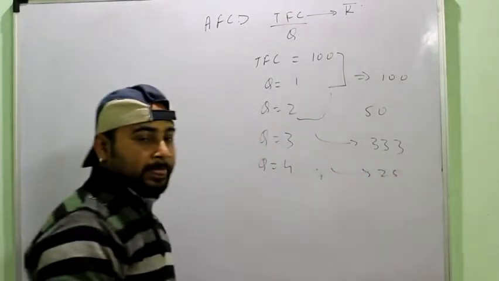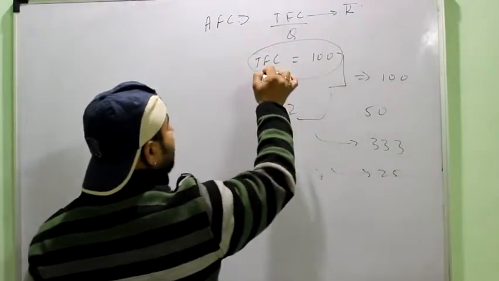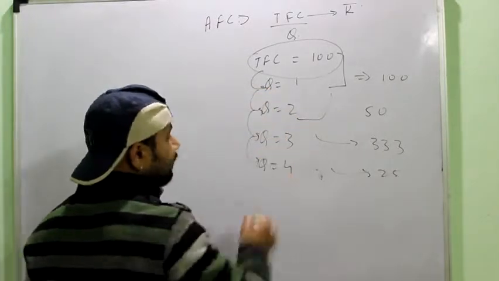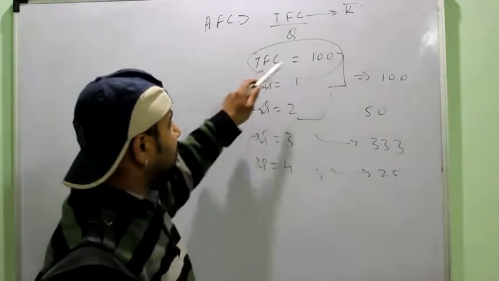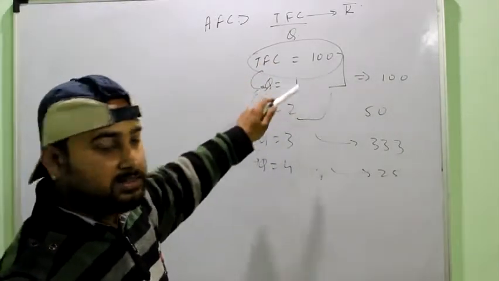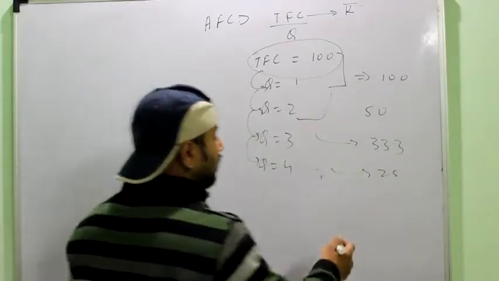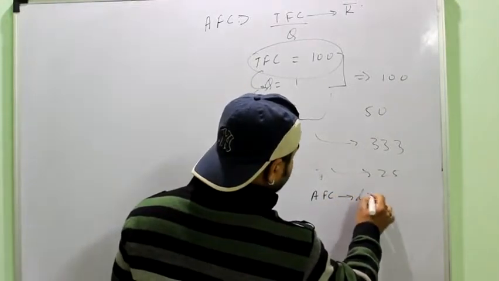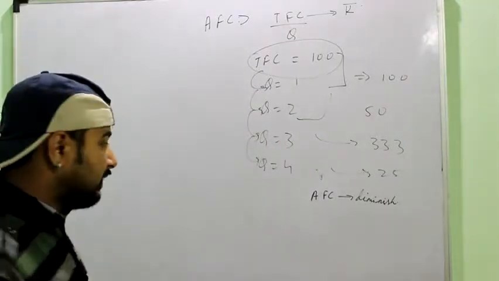So what is happening? The total fixed cost is being divided among more number of units. For the first unit, all of the TFC was lying only on 1 unit. Then it is divided into 2, 3, and so on. So simply we can understand that as we increase the output, AFC will always diminish. It will constantly decline, right?